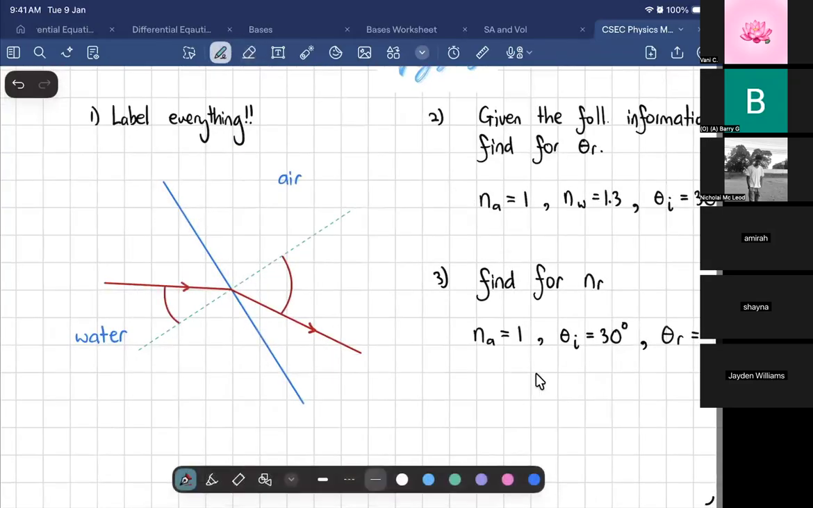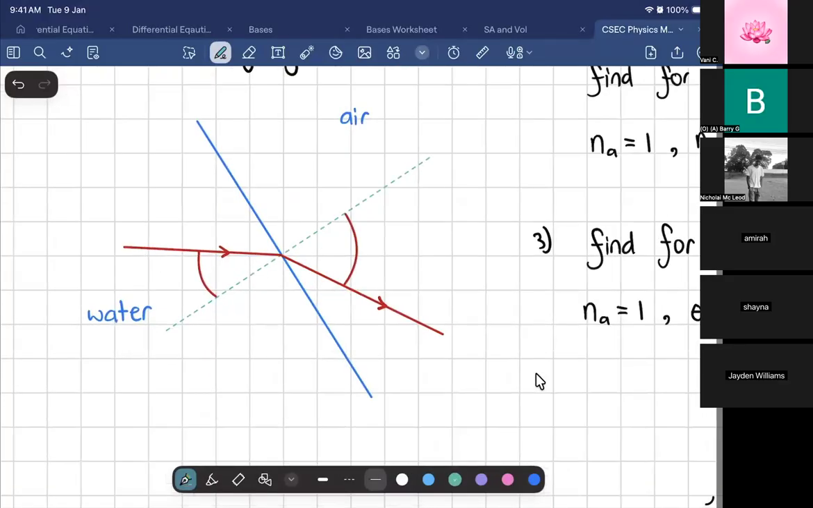All right. So, Zachary, tell me, what is the green line called? The normal. Right, this is the normal. What is the blue line called? The boundary line.